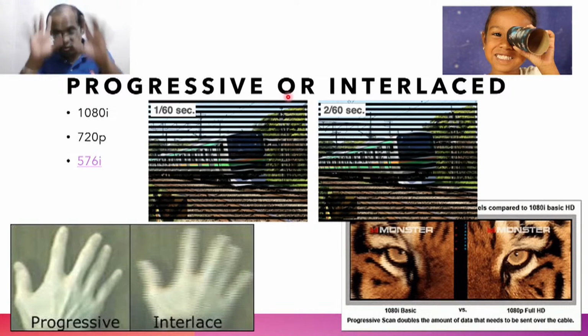Nowadays we are not using interlace. It's old technology. Nowadays we are using progressive. We are able to capture the complete image, whether at 24, 25 or 60, as the technology has grown. If somebody says you have got an interlaced TV, don't think it's the latest technology. Interlaced is old technology. Progressive is the latest one.